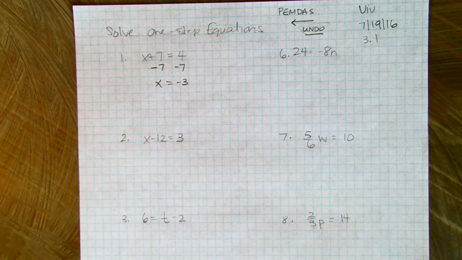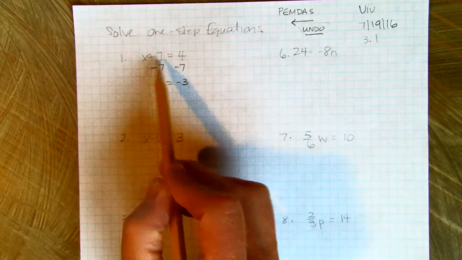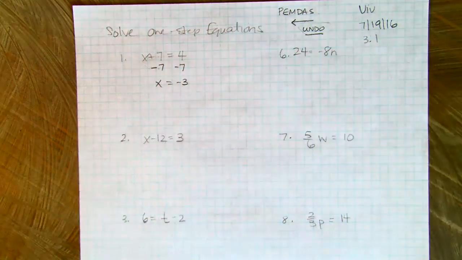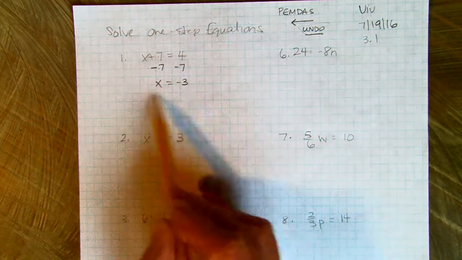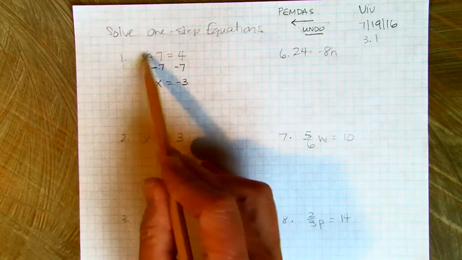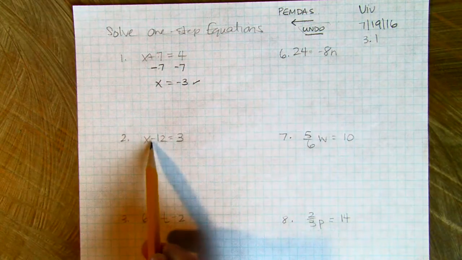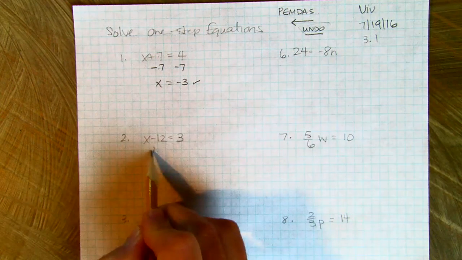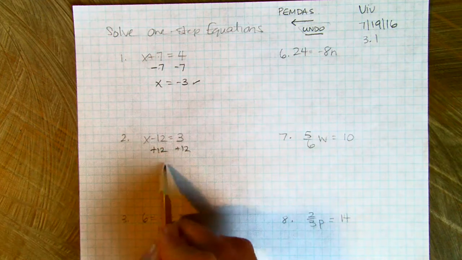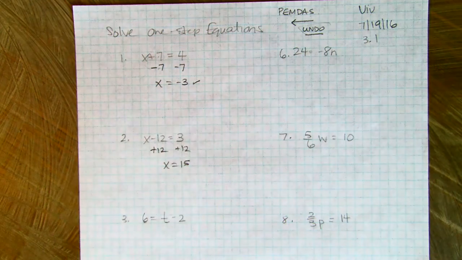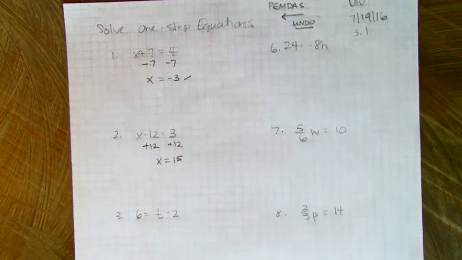It's easier to show things horizontally. I don't know, this is the way I do it. Vertically, you can see that -7 undoes +7. So x equals -3. And you should just kind of check. It's easy to check mentally. This operation is subtract 12. To undo that, I'm going to add 12, and x is equal to 15.